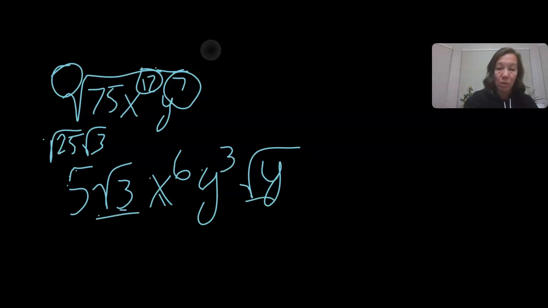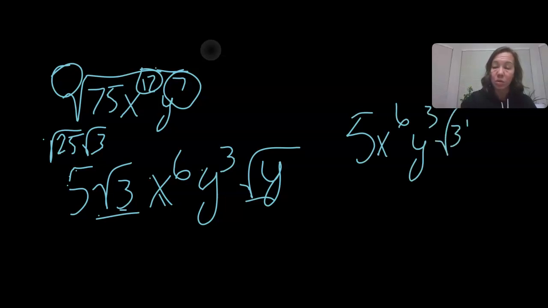So our final answer would be 5x to the 6th, y to the 3rd, and then the square root of 3y. So there's a 3y there. So we took out a 5, we took out x to the 6th, we took out y to the 3rd, and what's left is a 3 and a y.